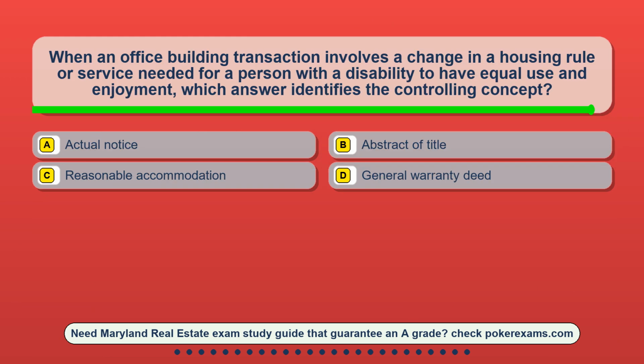Question 7. When an office building transaction involves a change in a housing rule or service needed for a person with a disability to have equal use and enjoyment, which answer identifies the controlling concept? Option A, actual notice. Option B, abstract of title. Option C, reasonable accommodation. Option D, general warranty deed.